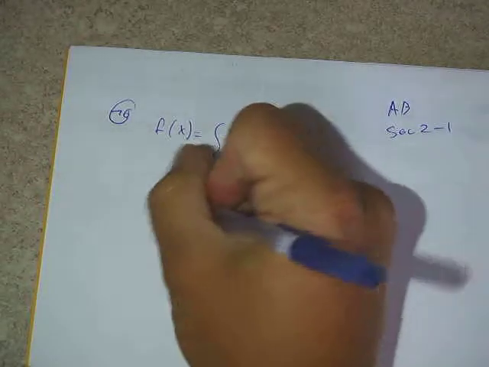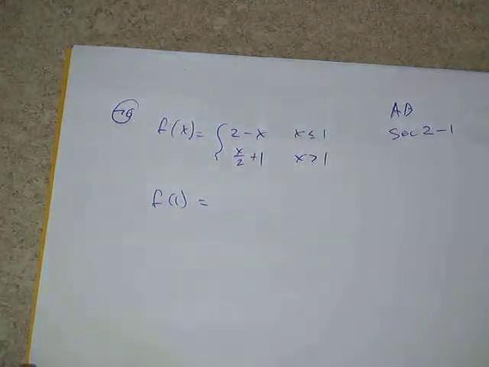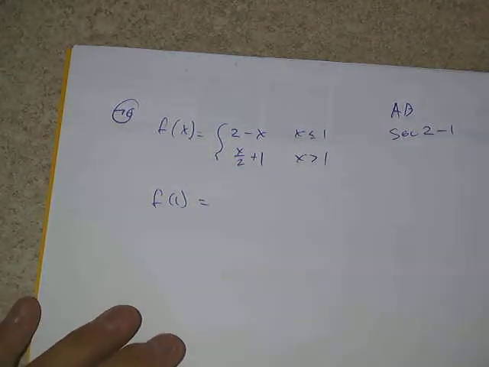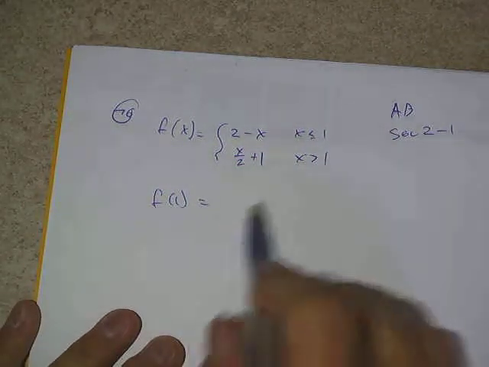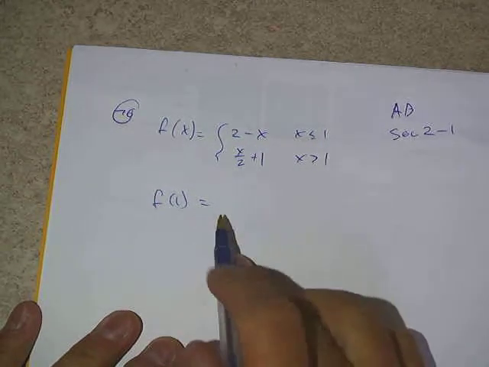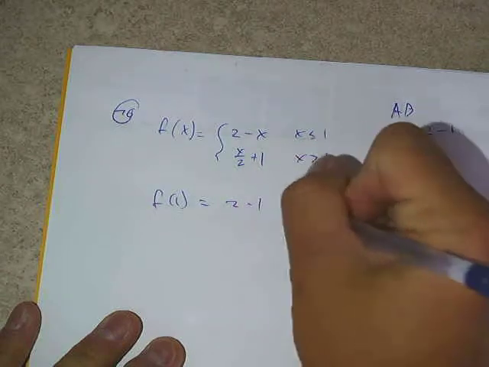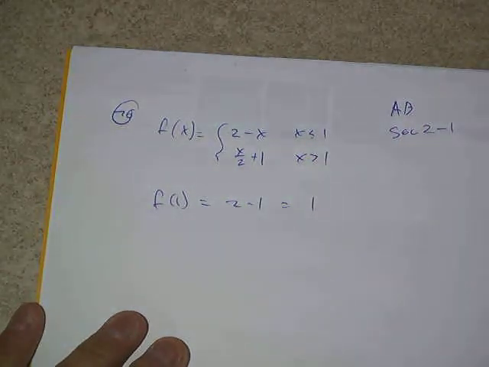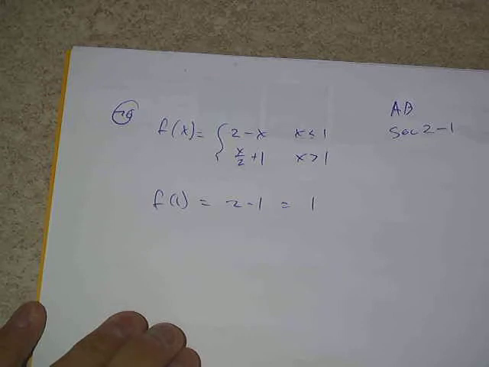Remember, if I want f of 1, all I'm asking for is what is the function value at 1? What is the y value when we're at x equals 1? Well, we're defined at 1 with the top function, not the bottom. So essentially, we're just going to put the 1 into the top part of our function, and we're going to get 1, and that is the function value.